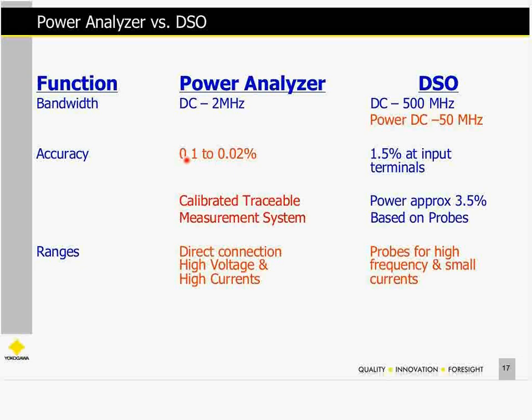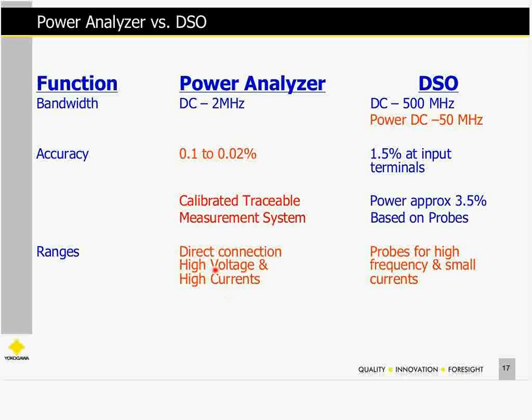Accuracy of the power analyzers is anywhere from 0.1 to 0.02%. It is a calibrated measurement system traceable back to international and national standards. If you look at the accuracy on the scope, typically it's specified as a DC accuracy, and typical accuracy is about 1.5% at the input terminals. If you're going to measure power, you have to include the voltage and current probes. I say typically around maybe 3.5%, but you have to be careful with that. It gives you an approximation.